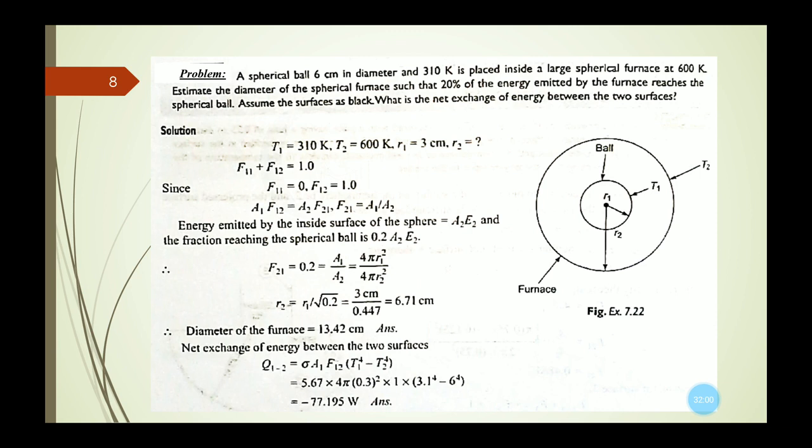So this R2 is actually the radius here, so the diameter will be twice this radius, so the diameter is 13.42 centimeter. That is for the large spherical furnace.